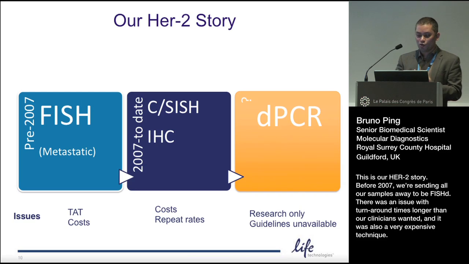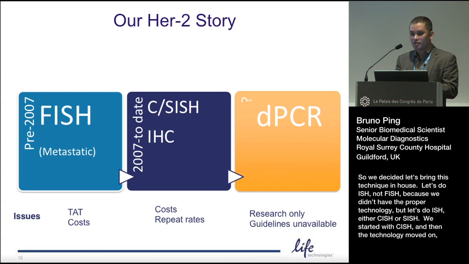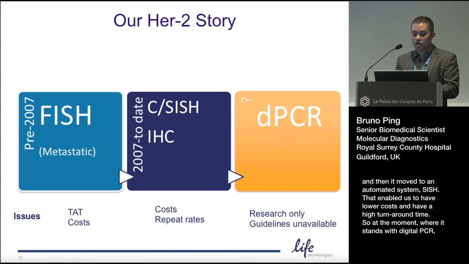This is our Her-2 story. Before 2007, we were sending all our samples away to be FISHed, and there was an issue with turnaround times being longer than what our clinicians wanted, and it was also a very expensive technique. So we decided to bring this technique in house. Let's do ISH, not FISH, because we didn't have the appropriate technology, but either KISH or SISH. We started with KISH, and then the technology moved on and we moved to an automated system, SISH. That enabled us to have lower costs and a high turnaround time.